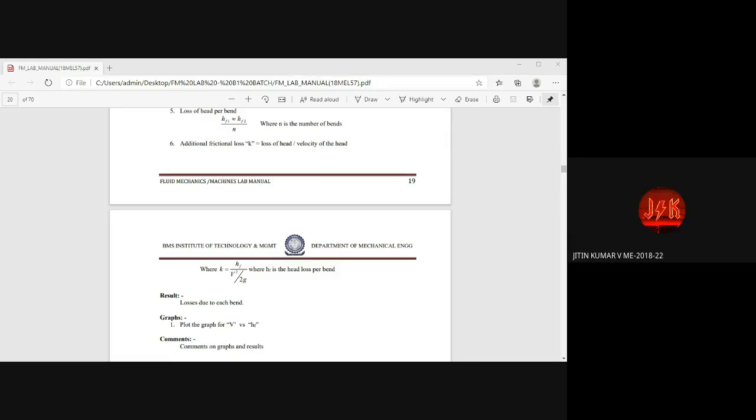So loss of head will come negative. Will loss of head due to bend come as negative? I'm not able to hear you properly. Can you post in the chat box, sir? Put it in the chat box.